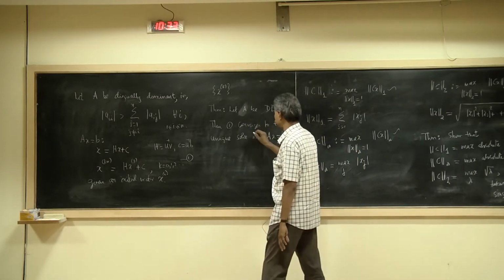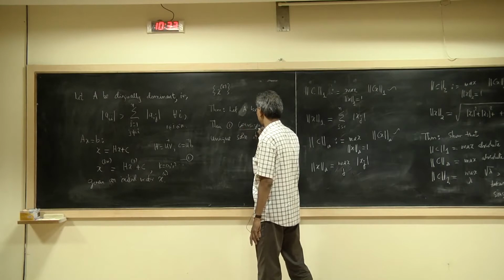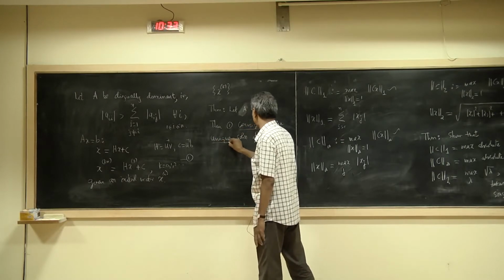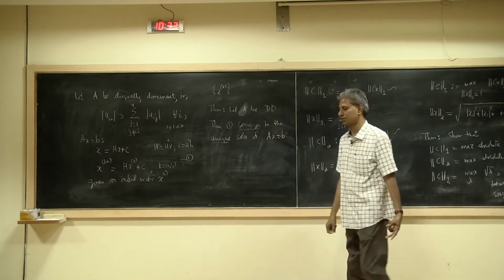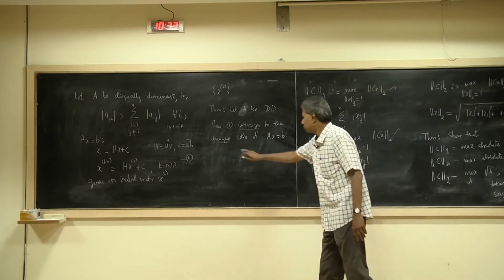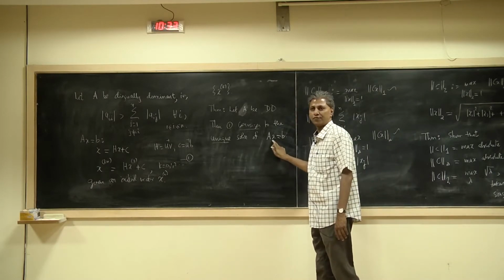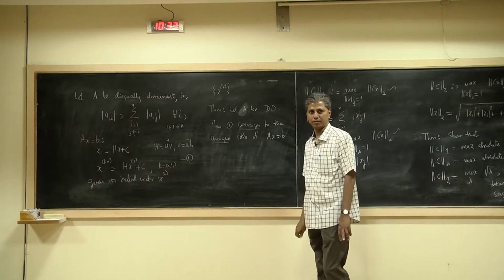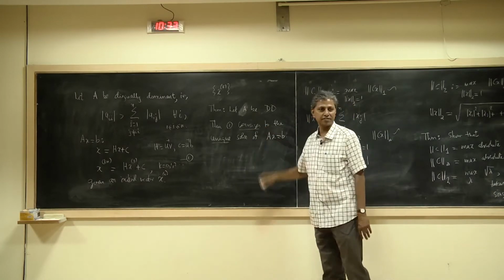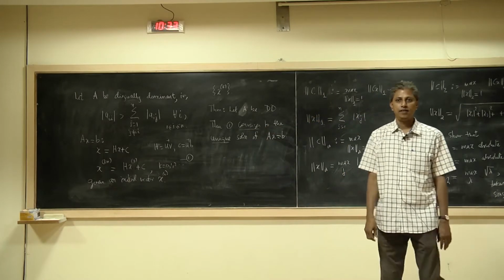Let's see what the claims are. The claim is that it converges. That's one claim. Also that it converges to a unique solution of this. So there are two things. The unique solution will happen if you can show that A is invertible. So we'll show that A is invertible. If A is diagonally dominant, then A is invertible.